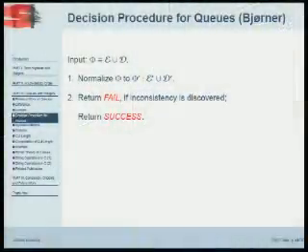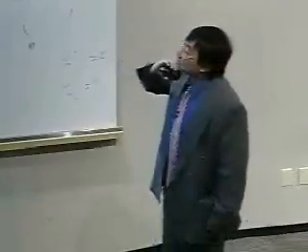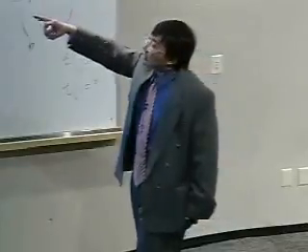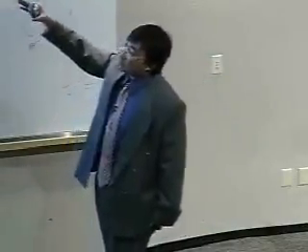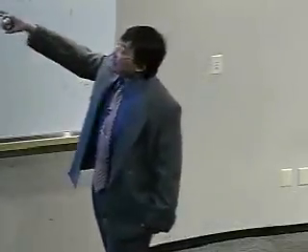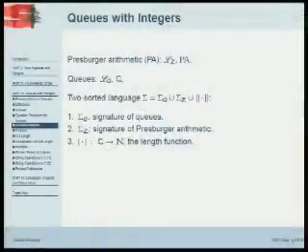So here is the decision procedure for queues due to Bjørner, and assume the input constraint has two parts. E is a set of equalities, D is a set of disequalities, actually a conjunction of equalities and a conjunction of disequalities. First, we normalize phi to phi prime. So we get E prime union D prime. And this normalization will find out the inconsistency. If not, then we return success. So this is the high-level structure of the decision procedure.